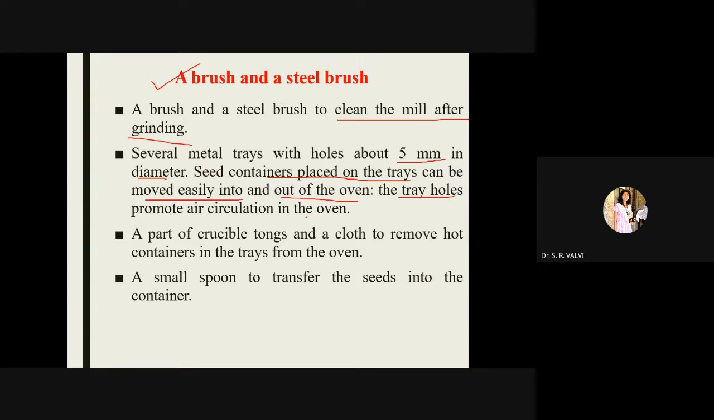The tray holes promote air circulation in the oven. A pair of crucible tongs and a cloth are used to remove hot containers in the trays from the oven. See, the small spoon is used to transfer the seeds into the container. Again, these cloths are used to remove the container from the oven. The small spoon is also used to transfer the seeds into the container.